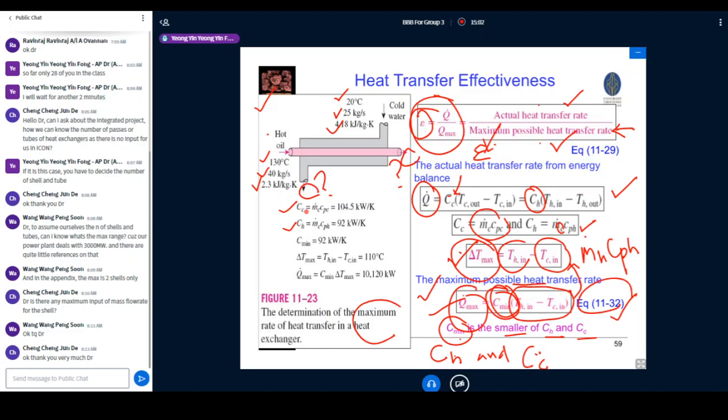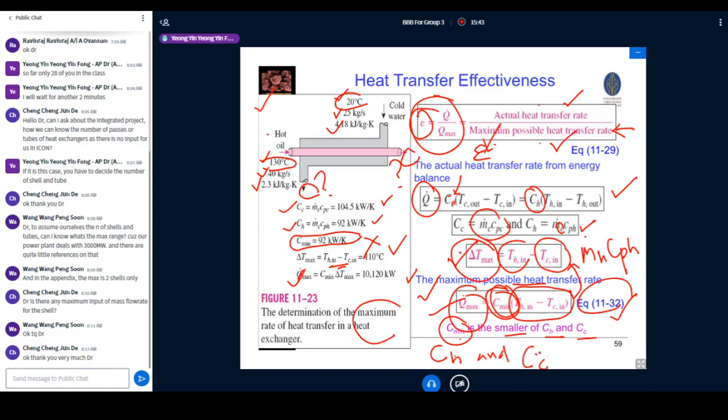And then delta T max is always TH in, 130, minus 20. Then you will get 110. Eventually, you can get Q max, whereby Q max is C min times delta T max. Just multiply these two. Okay. Any questions, students? In order to get the effectiveness, you have the actual heat transfer rate and then how you get the Q max.